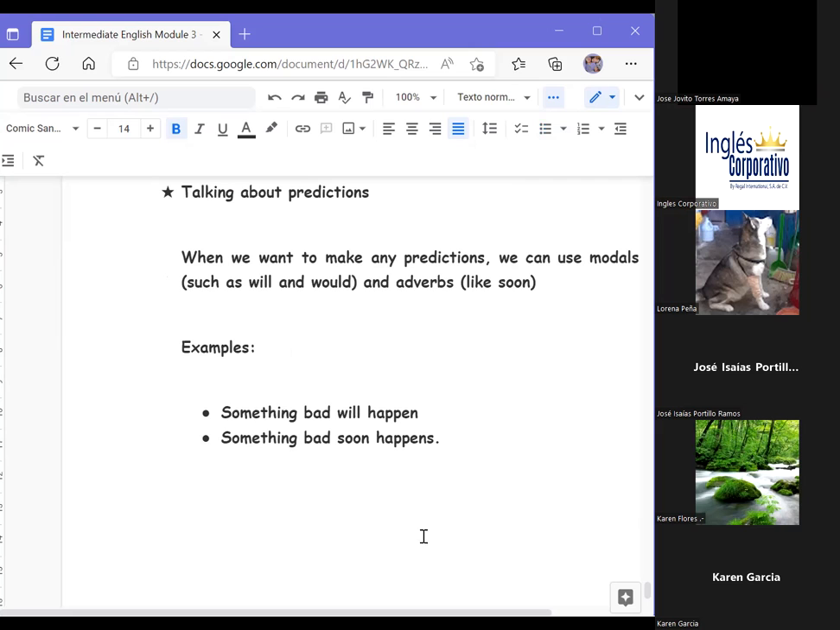Then we have talking about assumptions, that is number three. And this one says, we also use modals like should and adverbs such as seemingly and presumably to talk about a declaration without firm proof. En este caso estamos hablando, ¿verdad?, de asunciones. Nosotros creemos algo. Y más que todo estamos hablando de una declaración sin una firma que sea una prueba de que esto haya pasado. En este caso solo estamos especulando.